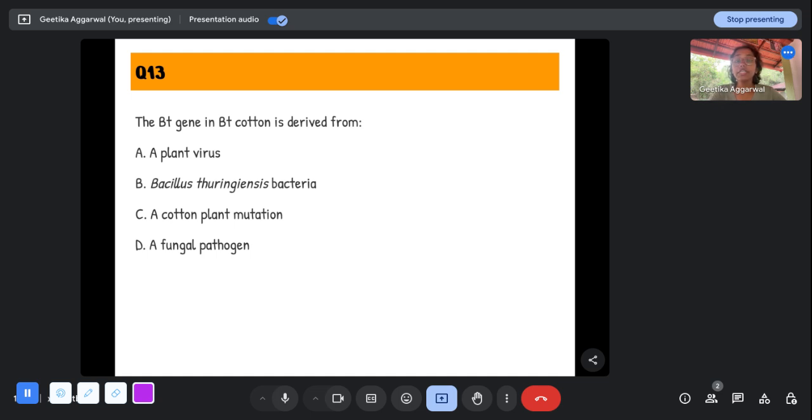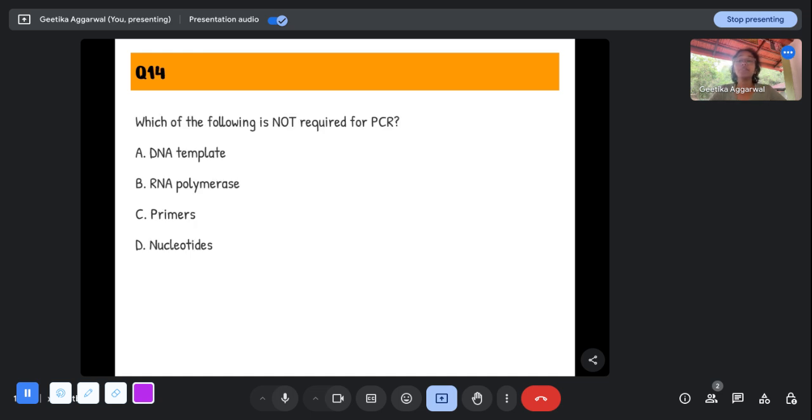The Bt gene in Bt toxin is derived from what? Is it derived from a plant virus? Is it derived from Bacillus thuringiensis, the bacteria? Is it a cotton plant mutation or is it a fungal pathogen? So, where does the Bt gene come from? So, I've already given away the answer to this question, and the correct answer, as you might have already thought of it, is that the Bt gene comes from Bacillus thuringiensis, the bacteria.